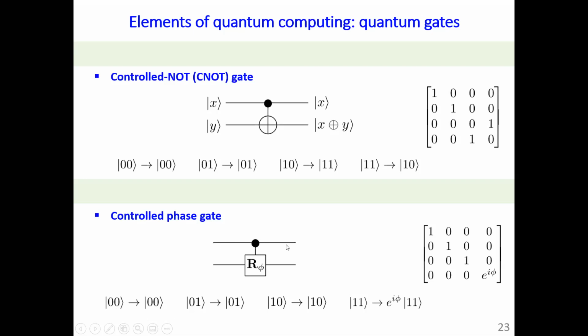However, if this controlling bit is in the 1 state, then the phase gate R phi will act on the target gate. However, this R phi will give the second target bit a phase only when the target bit is in the 1 state. Therefore, you will see 1,0 maps to 1,0, and 1,1 maps to 1,1 with the phase. In the matrix representation, the controlled phase gate looks like this.